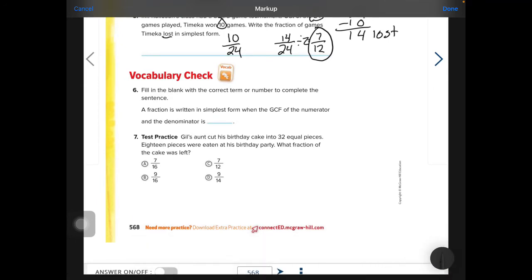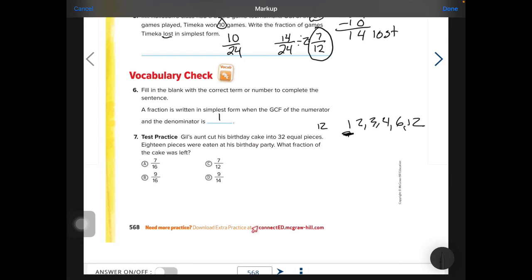Number 7, fill in the blank with the correct term or number to complete the sentence. A fraction is written in its simplest form when the GCF in the numerator and the denominator is 1. Now what they mean by that is if you're trying to find the greatest common factor of 12, remember it's going to be 1 and itself, and then you find all the other factors in between. So 1 is going to be the simplest.